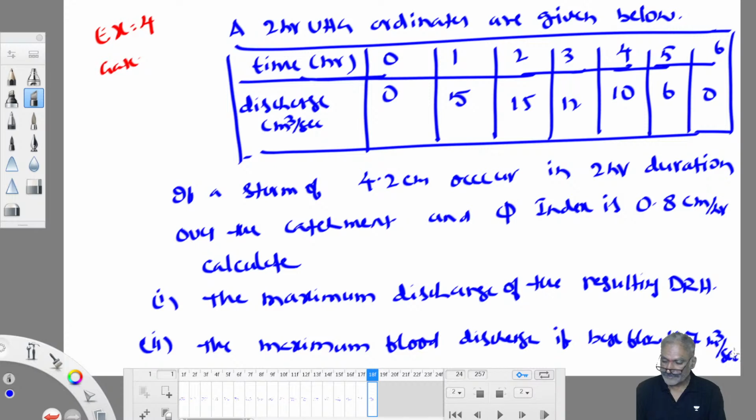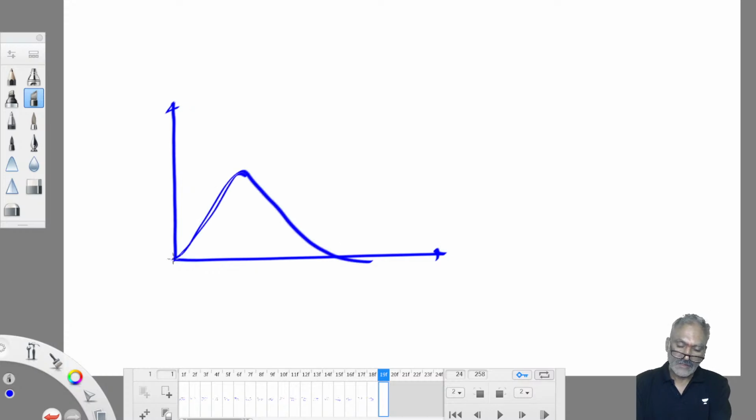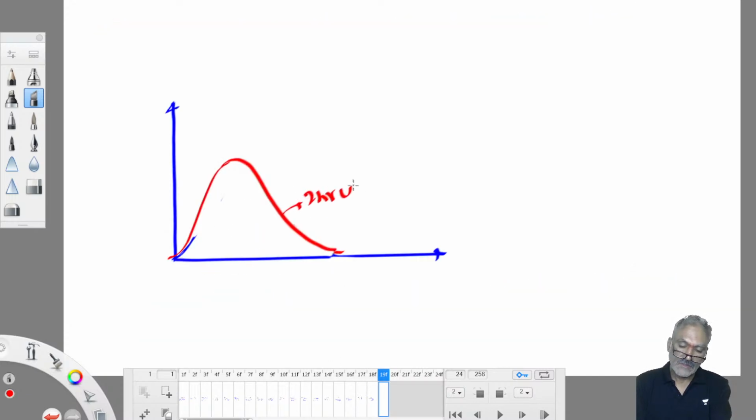So what is given to you? 7. This is given to you. I am giving an idea. What is a unit hydrograph? Because ordinates are given, that means it is non-linear. This is a 2-hour unit hydrograph. So where there is a peak of the 2-hour unit hydrograph, there only the peak of the direct runoff hydrograph also occurs.